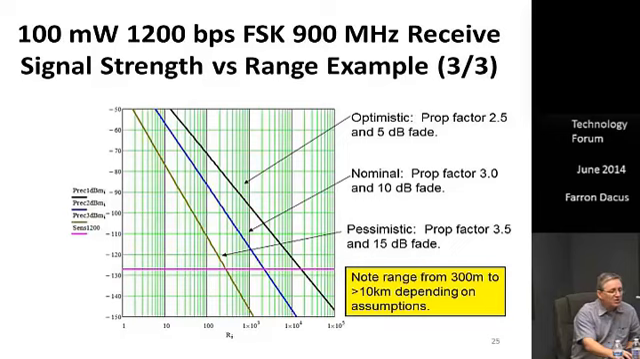If we're more optimistic with a propagation exponent of 2.5 and only a 5 dB fade, that 300 meters has turned into about 18 kilometers. So, what are the assumptions that you're going with? A lot of times I've heard people quote inverse square like we're in free space, and of course, except for satellite operations, that is never the truth.